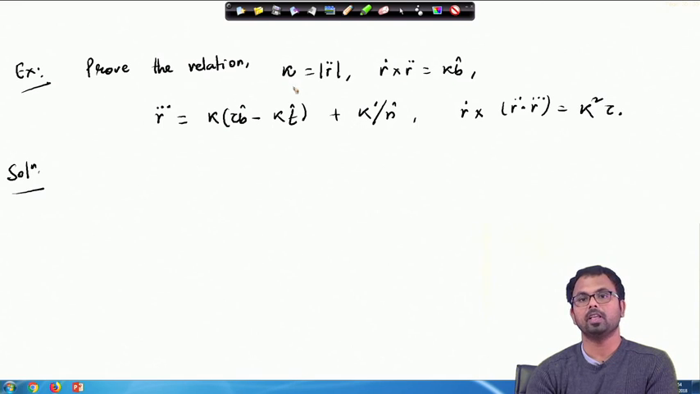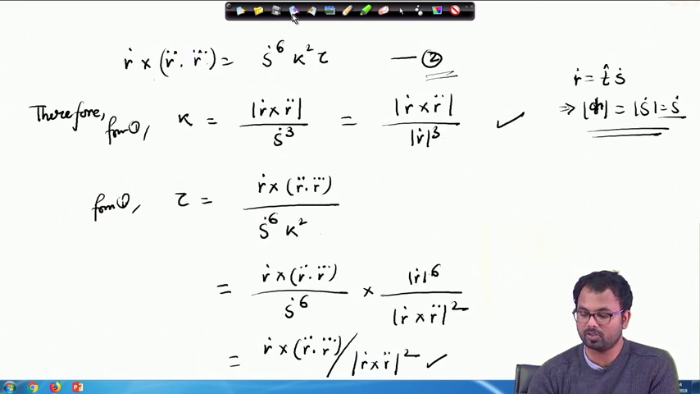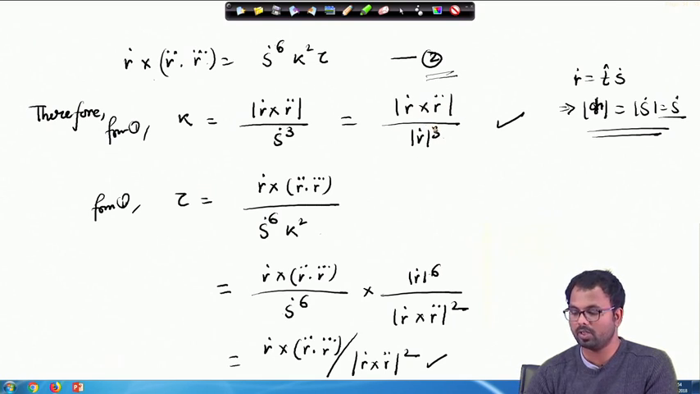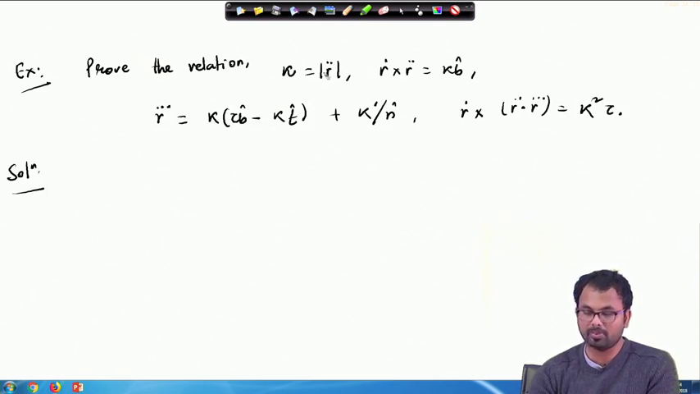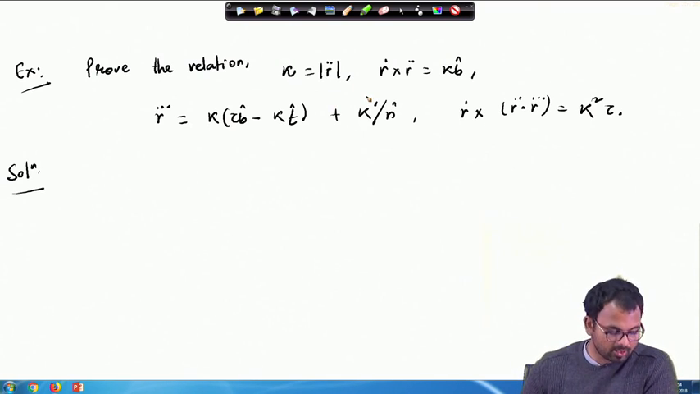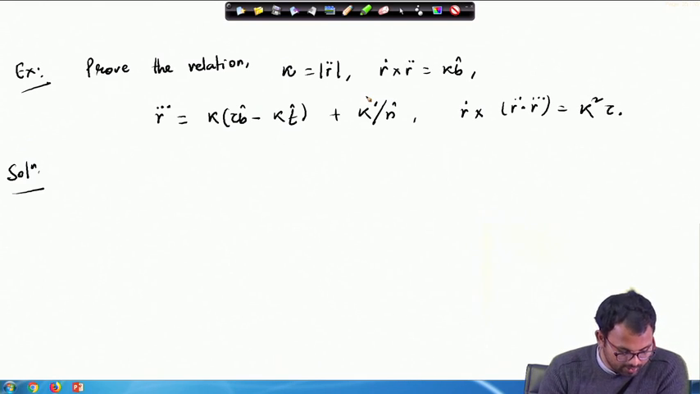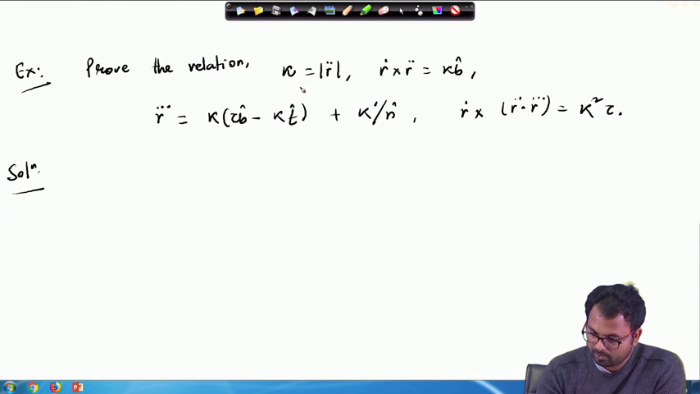So for example, if you have a given curve r, then we know that this formula is true. We saw that in the previous class. However, you can actually calculate d square r by dt square, and the mod of that will also give you the curvature. All right. So let's see how we can do that. The first relation is to prove this one.